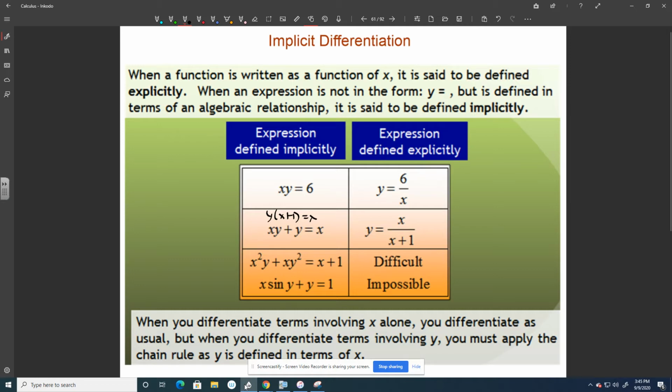The problem is when you get to these ones. This one, x squared y plus xy squared equals x plus 1, is really difficult to do. The one on the bottom is impossible because one of our y's is stuck inside our sine function and the other one is outside. So this is kind of what we've done before. We've stuck with this right-hand side, and today we're going to start working on these things on the left, just so that we don't have to worry about always solving for y. Sometimes we can, and it's easy to do, but a lot of times it's difficult.